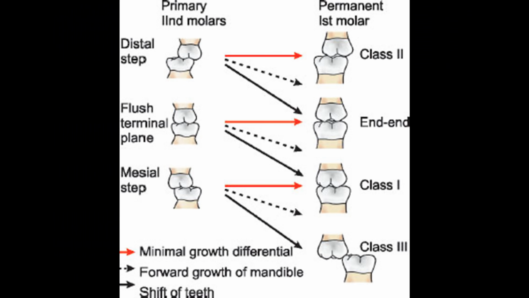Now, in the given figure, the first one is the distal step, which on normal growth or minimal growth differential moves into class 2, but on further growth it is an end-to-end relationship. In the flush terminal plane, it usually goes to end-to-end and class 1, and in the mesial step relationship it is usually class 1, but on further growth it turns to a class 3 relationship.